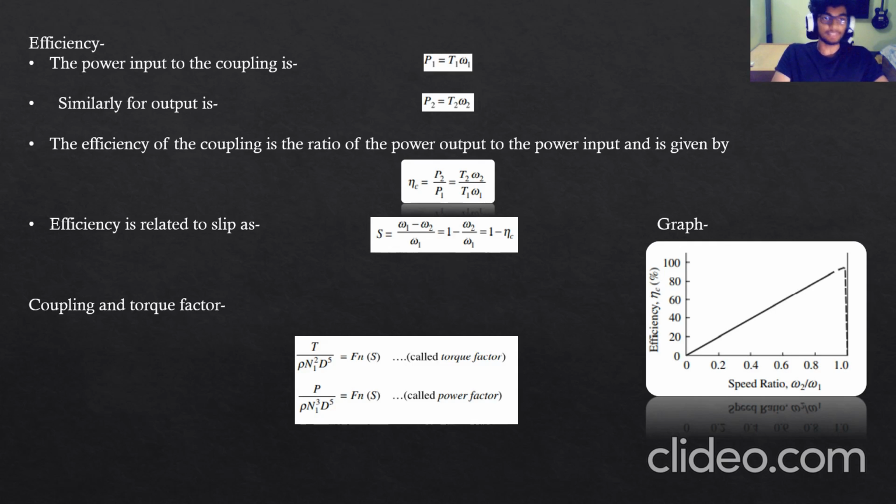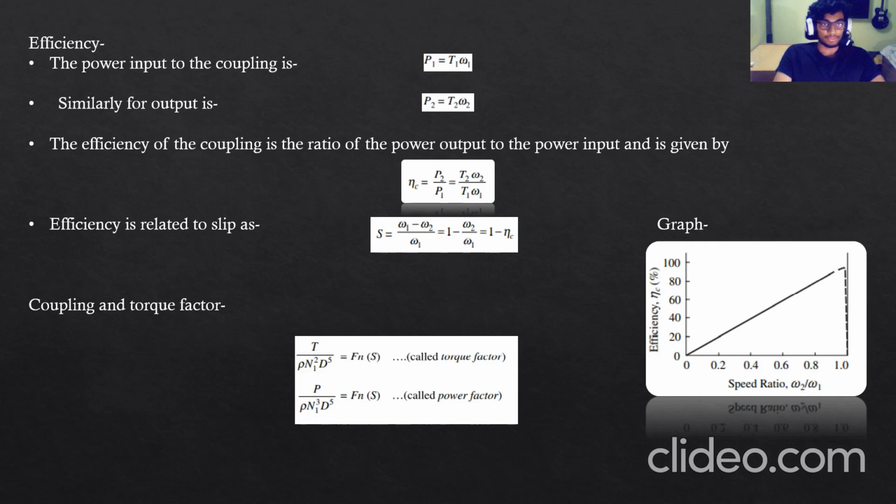Now, the efficiency of the coupling is the ratio of the power output to the power input and is given by eta C is equal to T2 omega 2 by T1 omega 1. And the efficiency is related to slip by the equation S is equal to 1 minus eta C. Now, coming on to the graph of efficiency versus speed ratio, it is clearly seen that it is a linear graph, it is directly proportional. But after around 0.95 of speed ratio, it suddenly drops to zero because stall occurs.